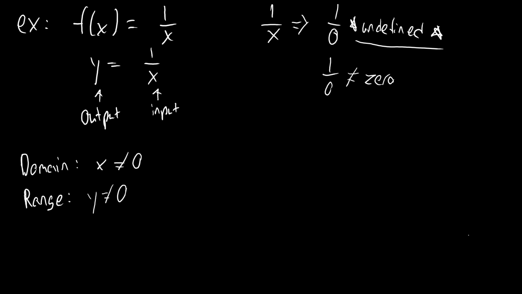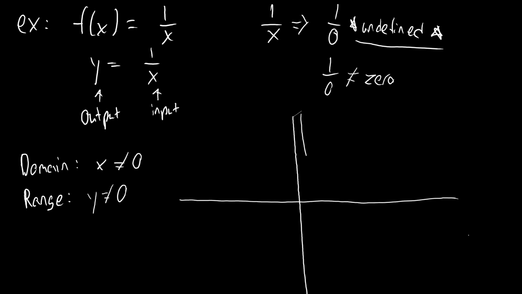Okay, so what does this graph of 1 over x look like? It looks like this. See how it never hits here, and it also never hits here too. So this is what your domain and range look like in practical use.